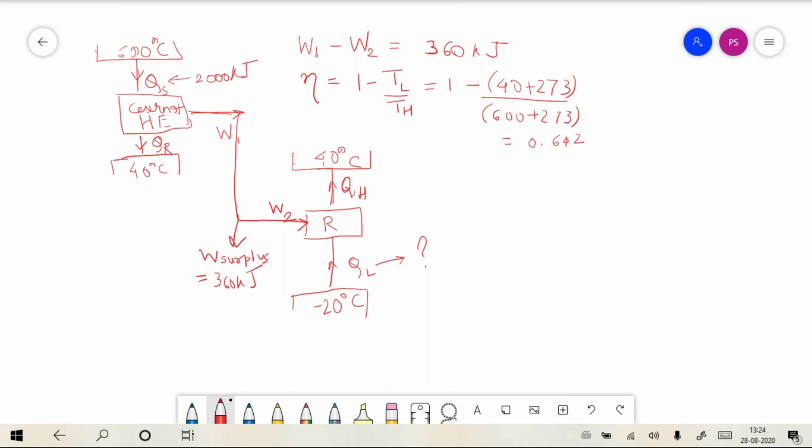All right. Now, once you have got the efficiency, you need to find this W1. Why find W1? Because once you get W1, you can find W2. So you find W1 and tell me the answer for W1 now.